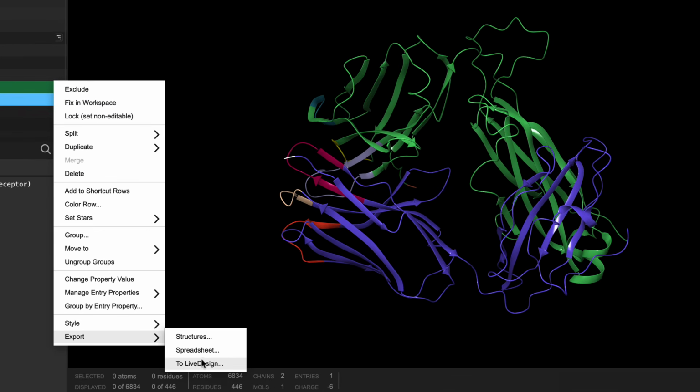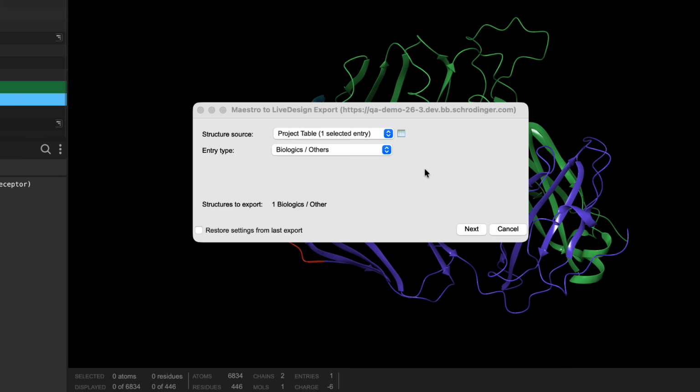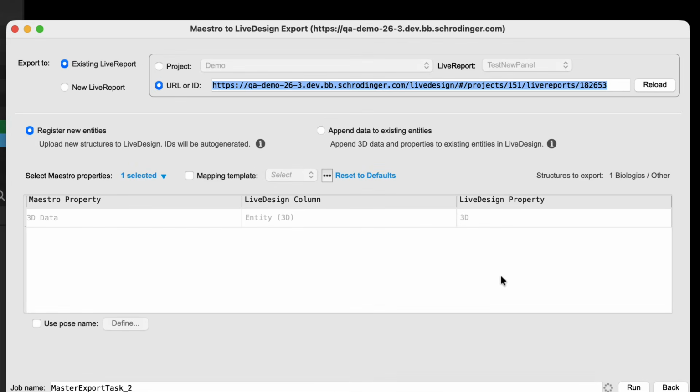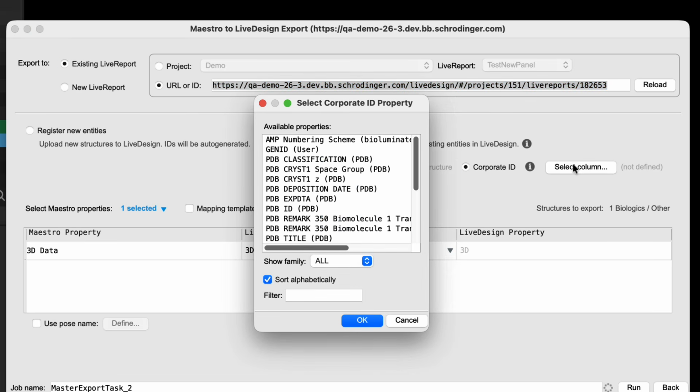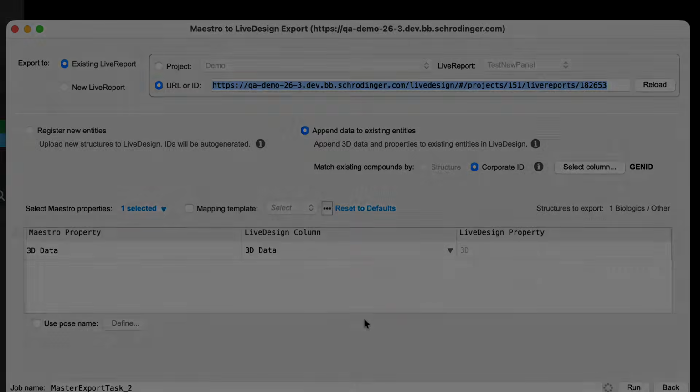Finally, the redesigned Maestro to LiveDesign Biologics Export panel now lets you register new entities with automatic HELM-based deduplication or append 3D data to existing biologics entities.